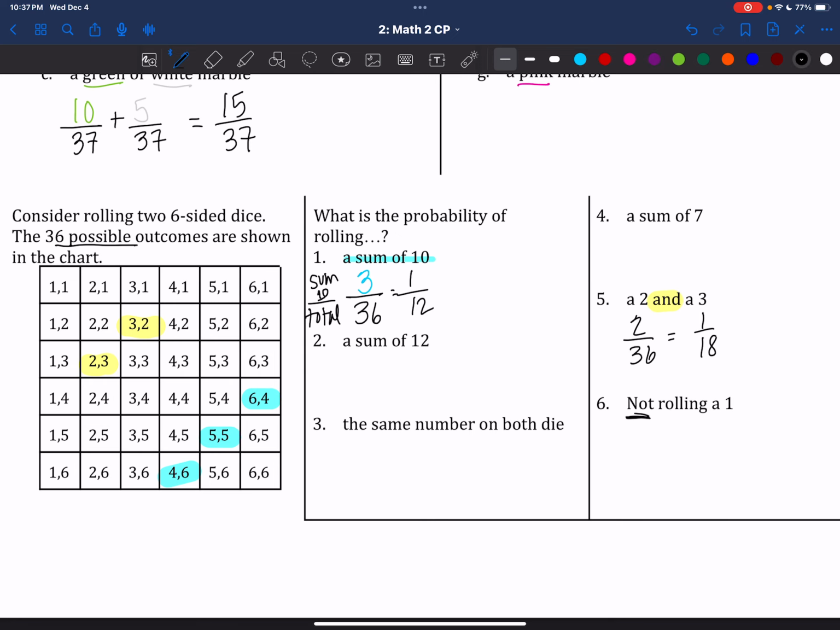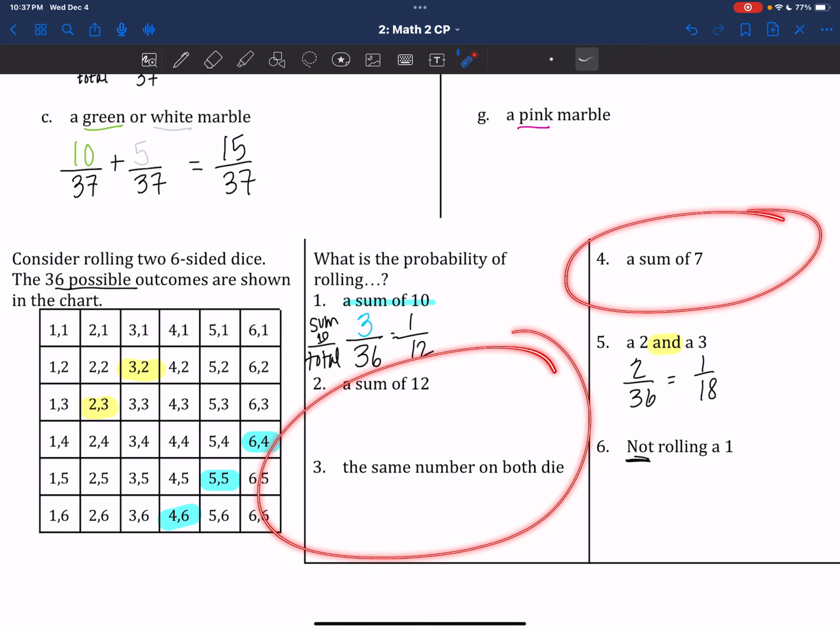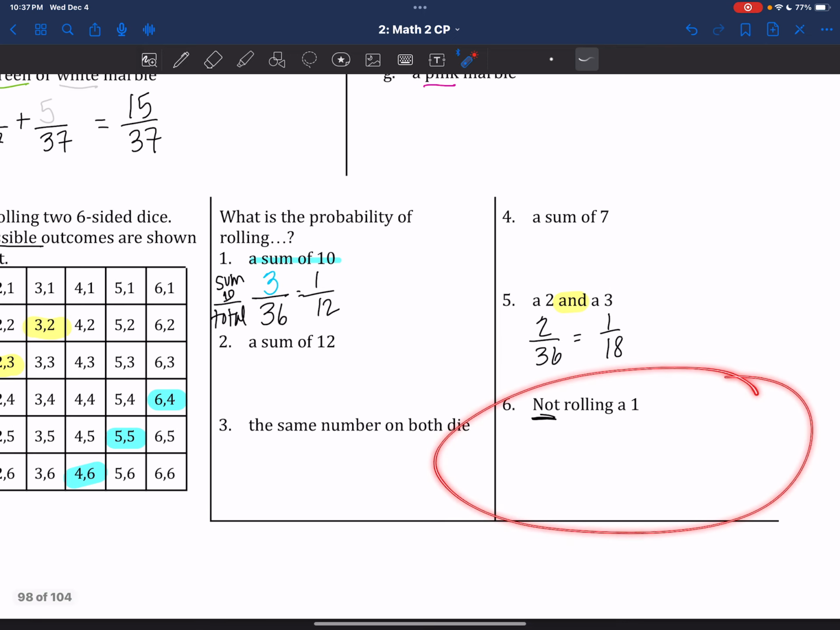And then for number 5, you have a 2 and a 3. So it has to be both. So this one is a 2 and a 3, and this is a 3 and a 2. It didn't say what order, as long as you've got a 2 and a 3. And there's no other options. So you have 2 out of 36 total, which gives you 1/18. All right, so you're going to go through, you're going to do this one, you're going to do those two, and then of not rolling a 1.